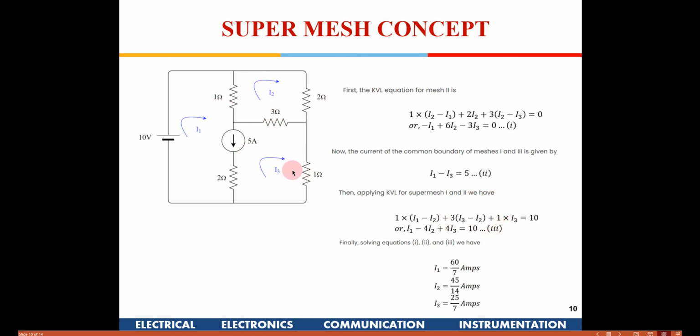Since there are 3 variables, we need to find 3 equations: one simple mesh, one super mesh, and one equation we are getting by taking this current source into consideration, by taking currents in the 2 adjoining meshes which have this current source in between them as a common current source. Okay, so that is how we formulate 3 equations and try to solve them. So this is known as the super mesh concept.